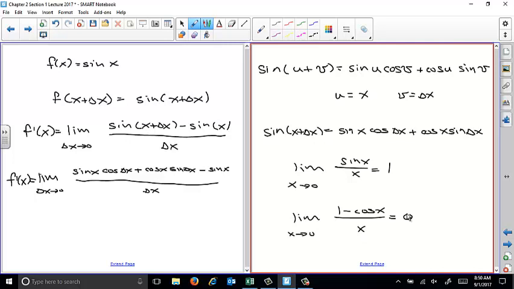So if we group these two together, is there anything we can factor out? No. How about if we group these two together? Is there something we can factor out? Yeah, the sine of x. So what we'll do is we'll group this with this.